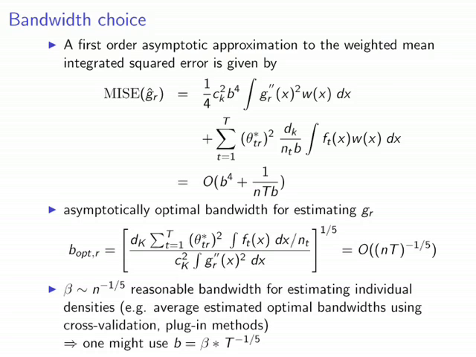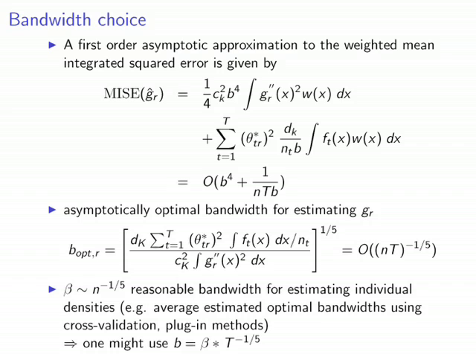What you get, the MISE of G hat, is essentially a bias term of the order b to the power of 4, that's the bandwidth we use in this estimation step, plus 1 over n T b. There are two things coming in. N is the number of observations per year, for example, for the income densities. T is the number of curves you have, so the number of years you have. And b is the bandwidth.